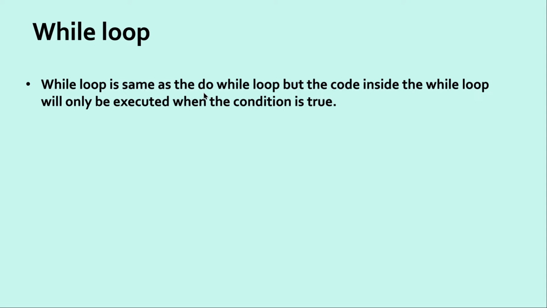So the while loop is the same as the do while loop, but the code inside the while loop will be executed only if the condition is true, whereas in the do while loop the code inside the loop will be executed at least once. I have created a video on do while loop. I will give that in the description section, and as well as I will put that in the I button, so you can refer to it from there.